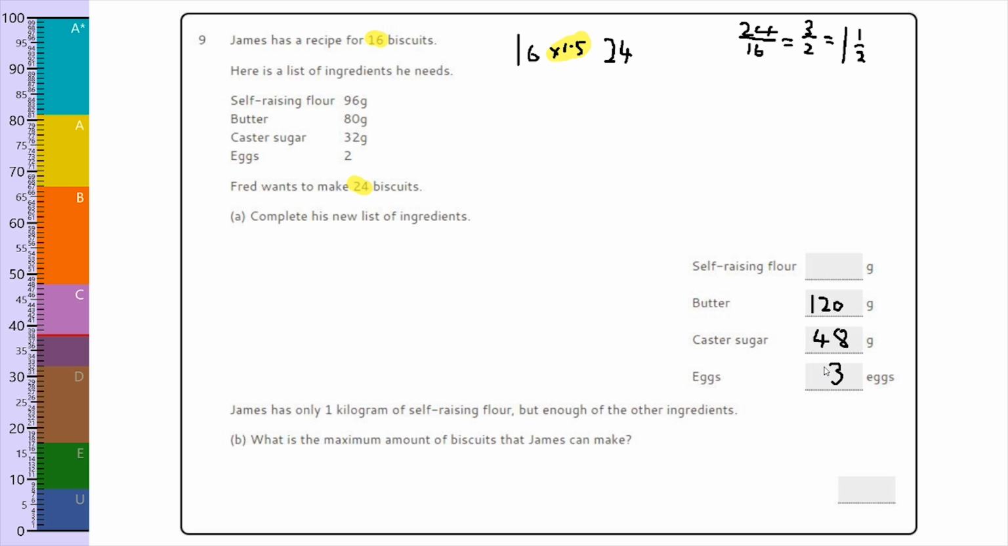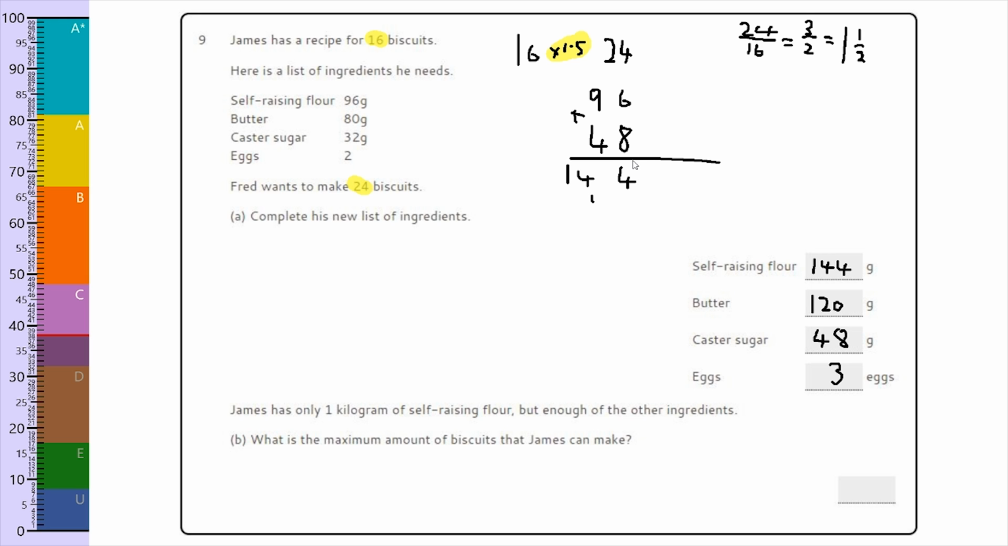Now, what I need to do here is half of 96. So half of 90 is 45, half of 6 is 3, and then 90 plus 45 plus 3 is 48. So half of it is 48, and I want to add that on to 96. So I could just do it like this. 6 plus 8 is 14. And then 9 plus 4 plus the 1 is also 14. So it's going to be 144.